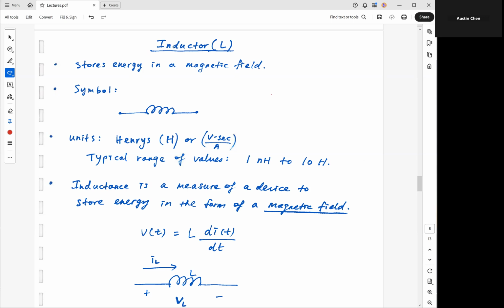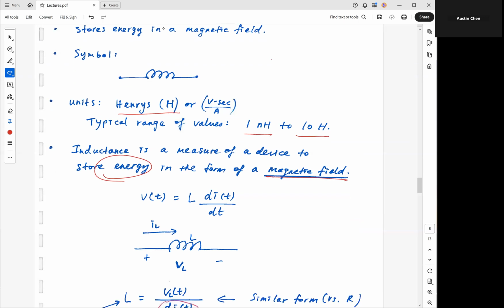So an inductor has a unit of Henry, denoted by H. And a typical range of value goes from 1 nanohenry to 10 Henry. So again, larger the value, meaning larger the footprint, or the physical size of your inductor. And inductance is a measure of device to store energy in the form of magnetic field, as we discussed. So we look at the voltage across an inductor, and also the current through an inductor.